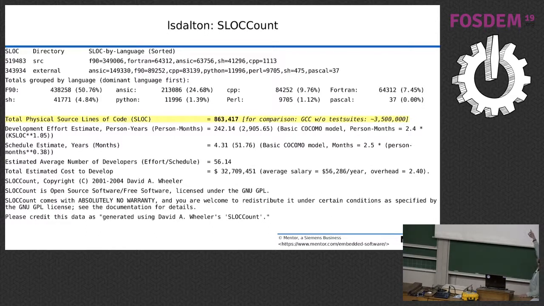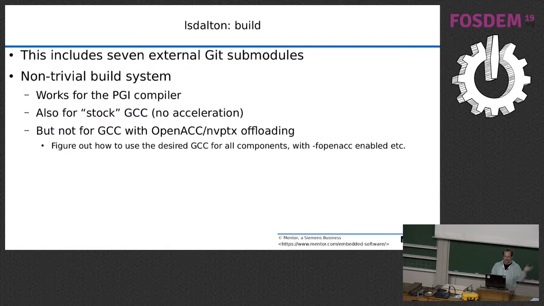Alice Dalton, just look at the yellow line. It's 800,000 source lines of code. For comparison, GCC without all the test suite has about 3.5 million lines, but still it's a huge application. So no way we're going to work through all of that. It includes several external submodules, has a non-trivial build system, as you would guess from an application of that size. Works with the PGI compiler, obviously. Also works with GCC, but it has some problems to pass through this one command line flag, -fopenacc, which you have to specify to enable OpenACC processing. So we had to figure out how to do that.